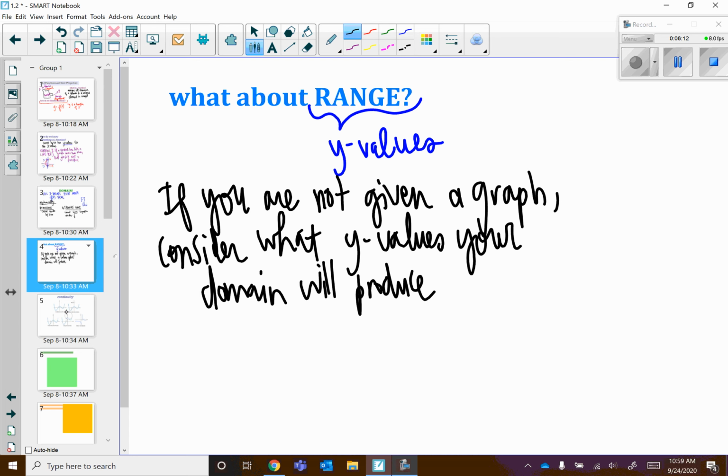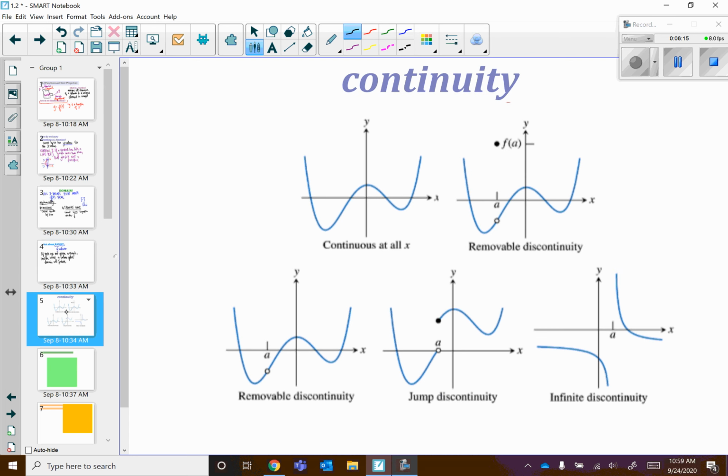The next thing we get to talk about is continuity. Continuity is meaning, is the function continuous? To be continuous means that there are no breaks in the function. So this is a very visual idea.